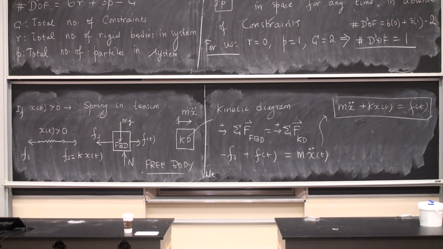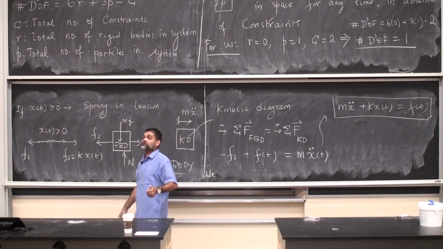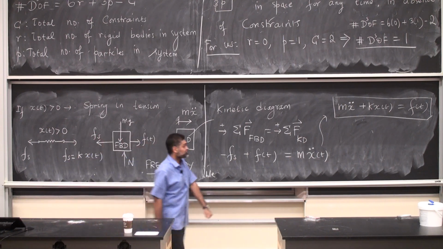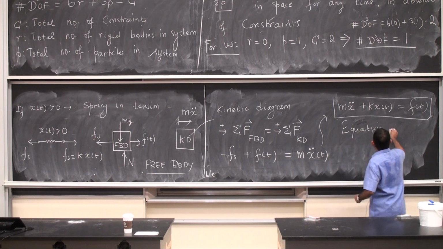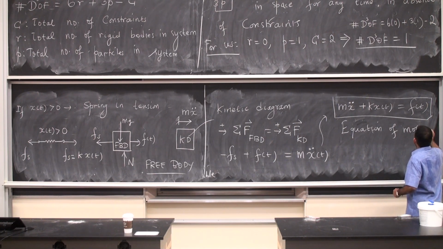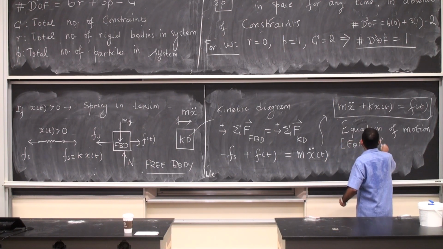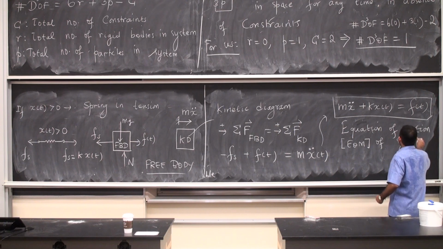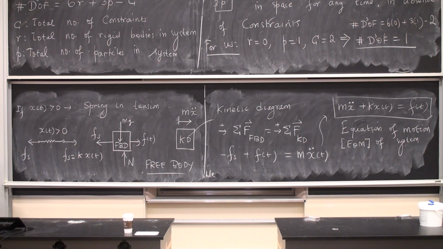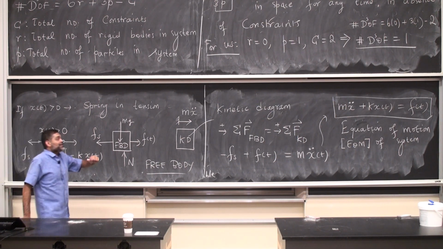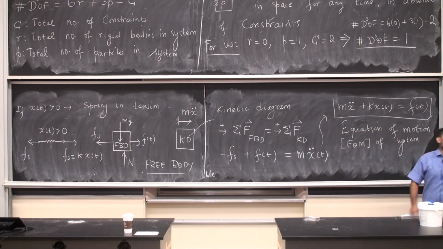This is a second order ordinary differential equation. We expected that with x of t as a dependent variable, and this is called the equation of motion of the system, or EOM of the system. The equation of motion, bear with me for a few more minutes, we are not done. Equation of motion is an ordinary differential equation which upon solving will tell me how the system behaves as a function of time.